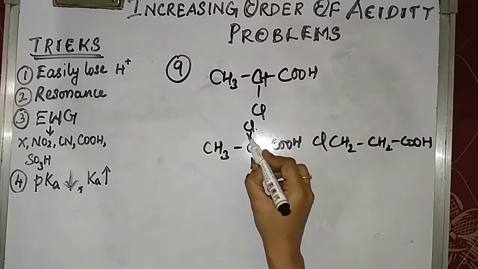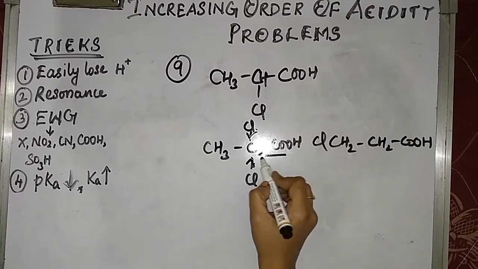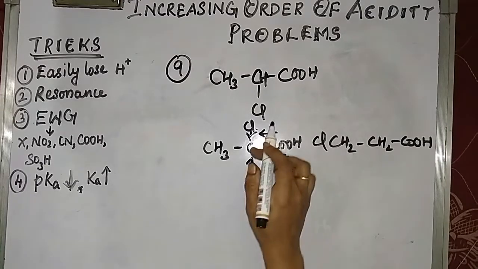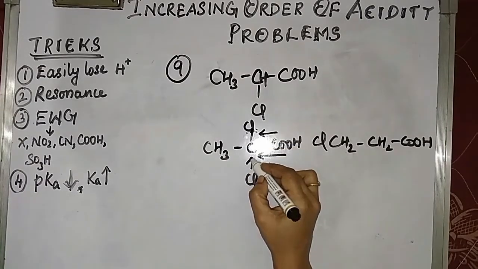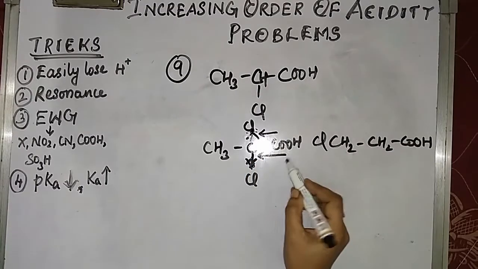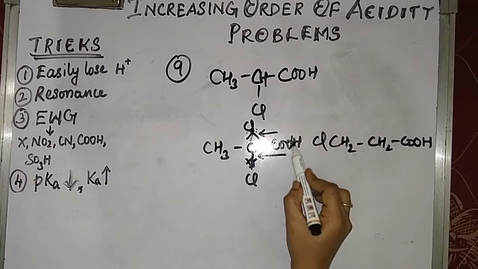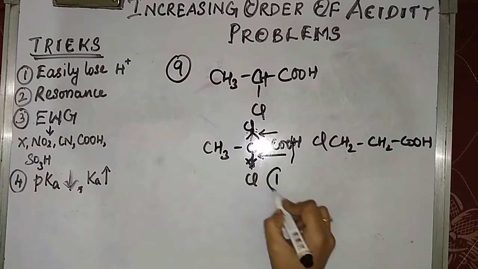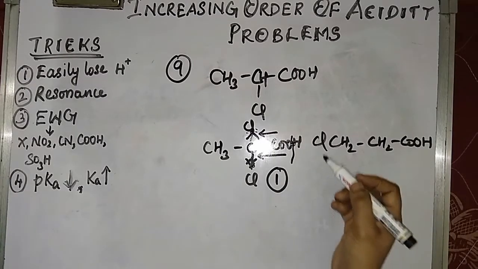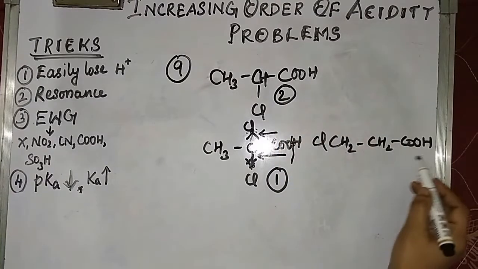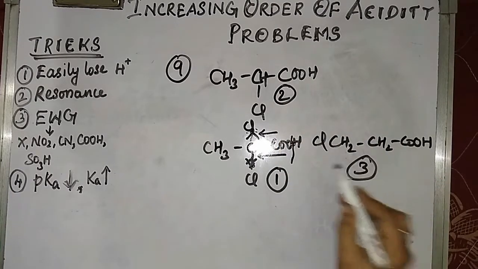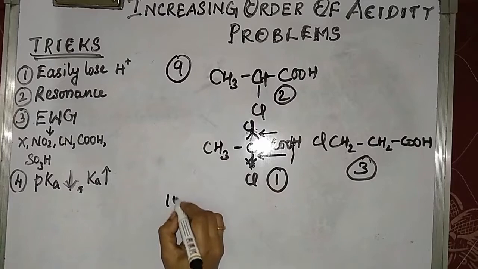Why? How? Because of the inductive effect. So what will happen? It removes the electron towards itself, so this hydrogen is easily removed from here. This goes to first place, and next one is this one, and the third one, because of the distance, reduces the acid character.